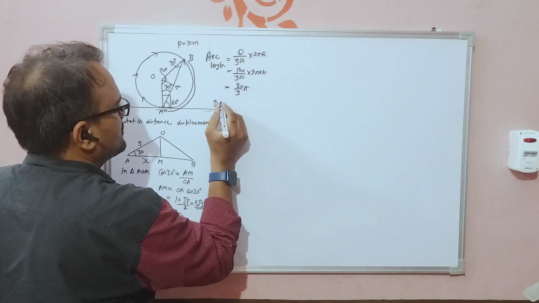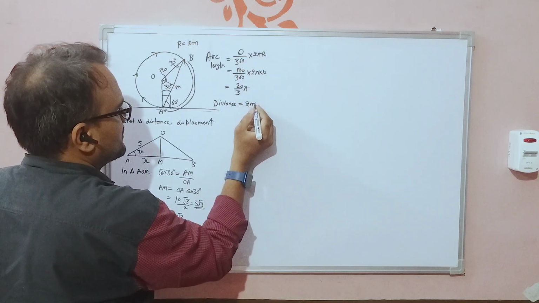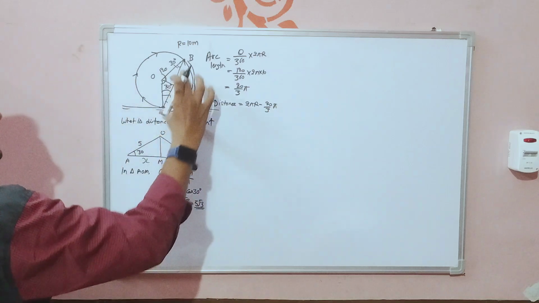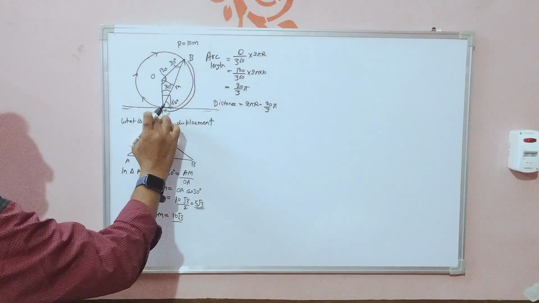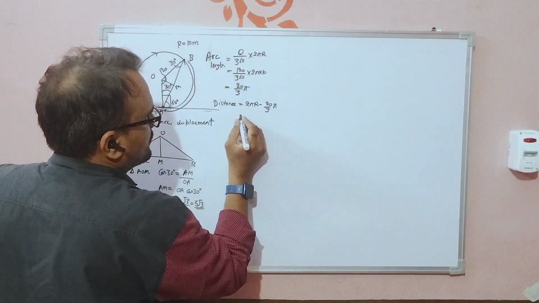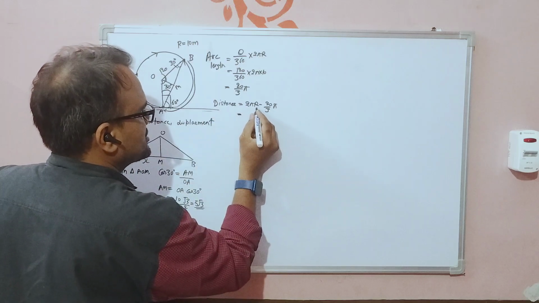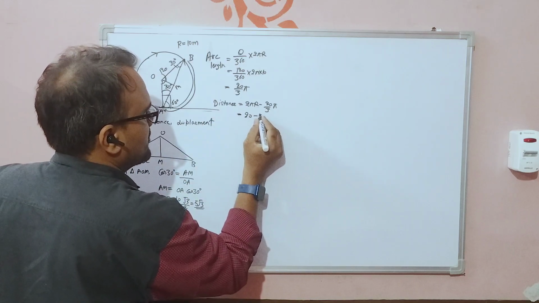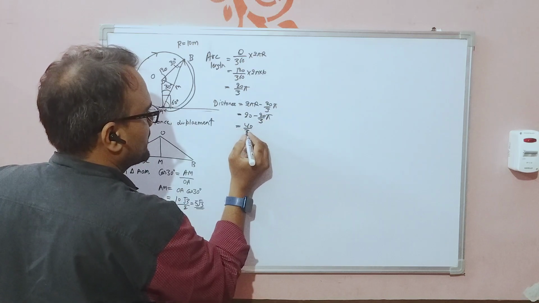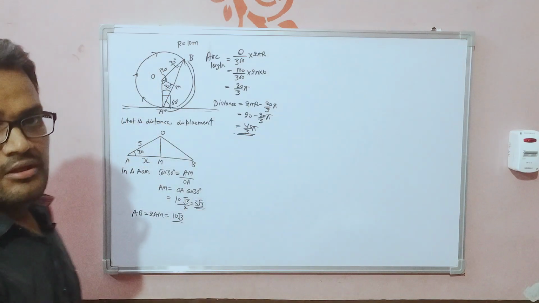Now the distance is what? Distance is equal to 2 pi r minus 20 upon 3 pi. What have I done? I have just subtracted this arc length from the total circumference. So that will give me this distance AB. If I solve it, let's plug in this value: it is 20 pi minus 20 upon 3 pi. It comes out to be 40 upon 3 pi, right? So this is the distance traveled by the particle.